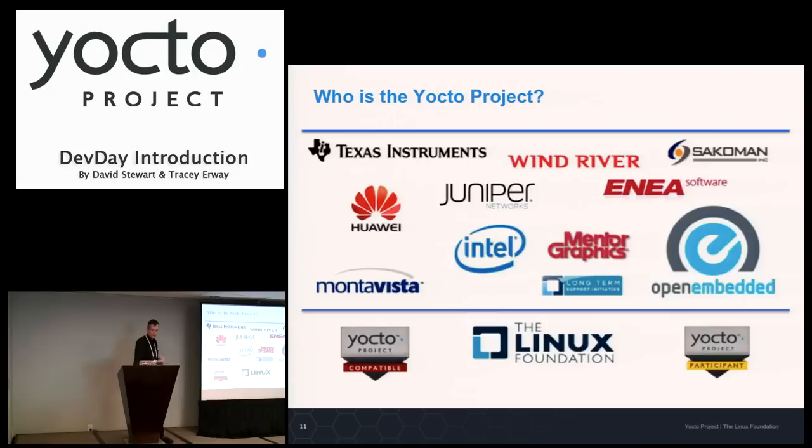So this is sort of the logo salad of people who are on the advisory board. The way we're governance structured, we're part of the Linux Foundation. We're actually a work group under the Linux Foundation. We have set up the governance as a regular open source project. It's all about meritocracy. We have the equivalent of Linus Torvalds, and that's Richard Purdy. He has his lieutenants and maintainers and technical leads under that. So that's all like a normal open source project.